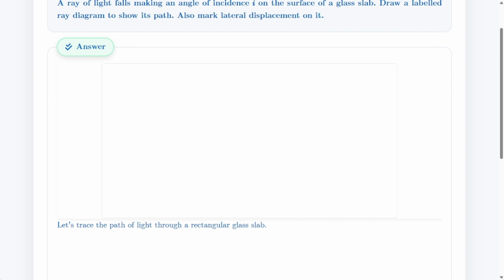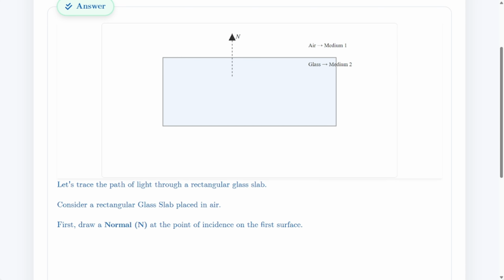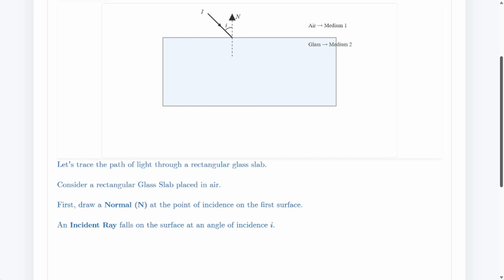Let's trace the path of light through a rectangular glass slab. Consider a rectangular glass slab placed in air. First, draw a normal N at the point of incidence on the first surface. An incident ray falls on the surface at an angle of incidence I.